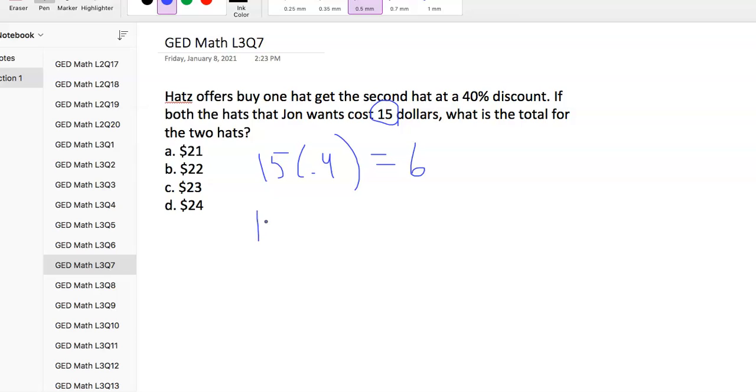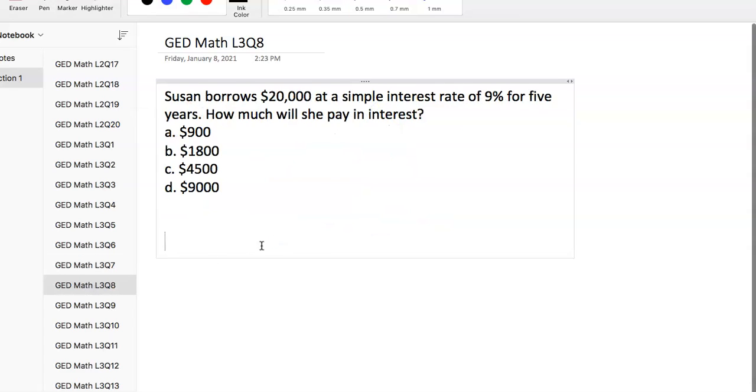So what we have is that first hat is 15. That second hat we just said was going to be 9, right? That $6 discount taking effect. 15 plus 9 is 24. There we go. Answer choice D.